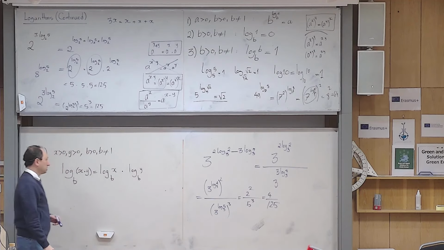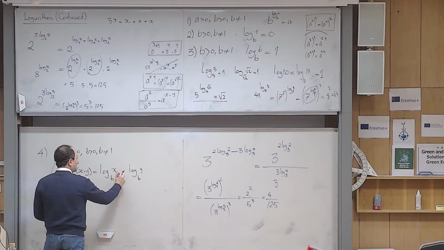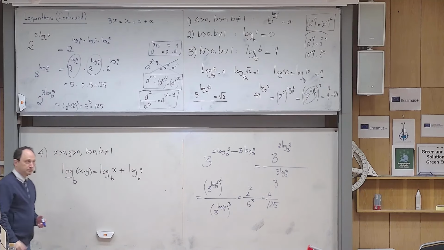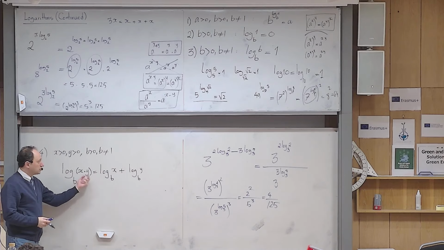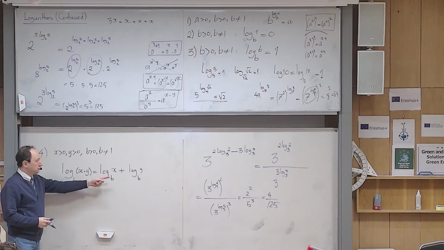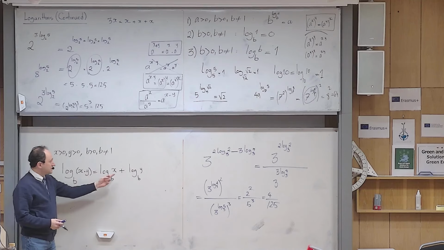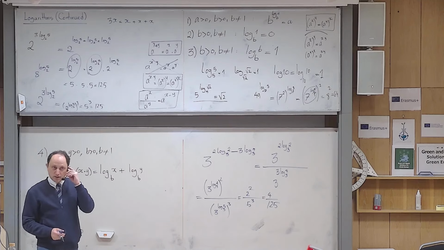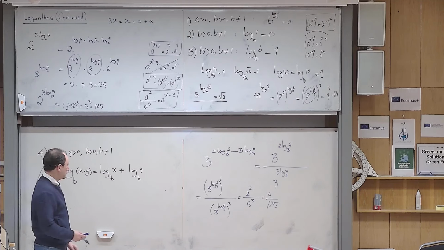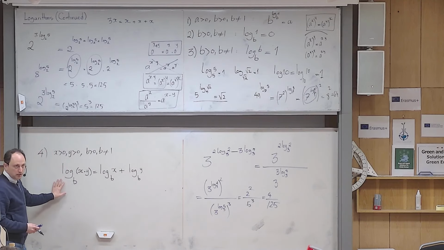But the interesting property is this: not product, it's addition. So if you have the logarithm of a product, it does not become the product of logarithms. The logarithm of the product becomes the sum of logarithms. So logarithm changes multiplication to addition. This is an extremely important property of logarithms. I want to prove it for you, why this is true.